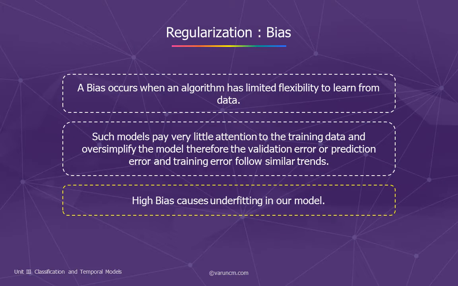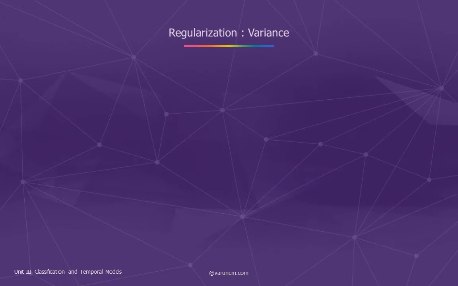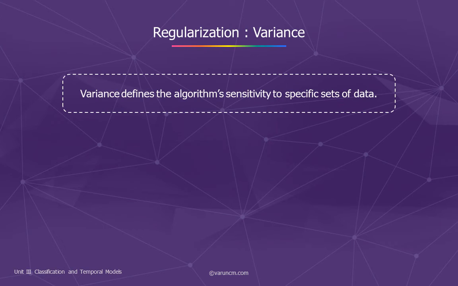So when there is high bias, it causes underfitting in the model, because as it becomes oversimplified, it will cause a number of errors, so you are not able to classify the data. So there may be a chance for underfitting. Next we could look into the variance.